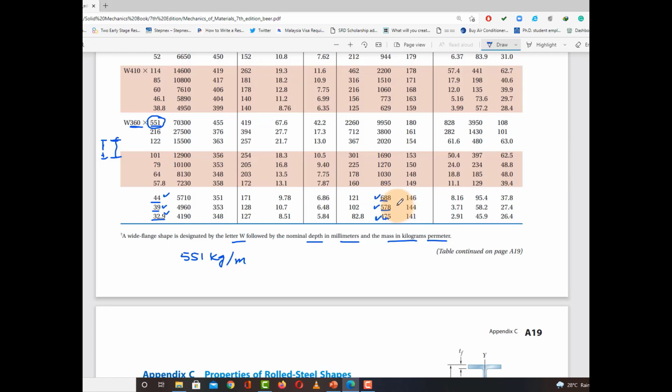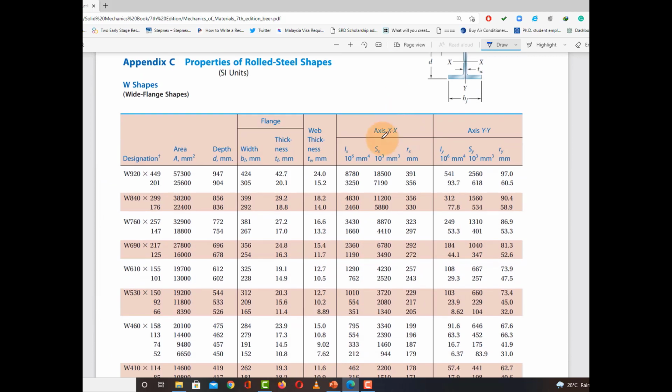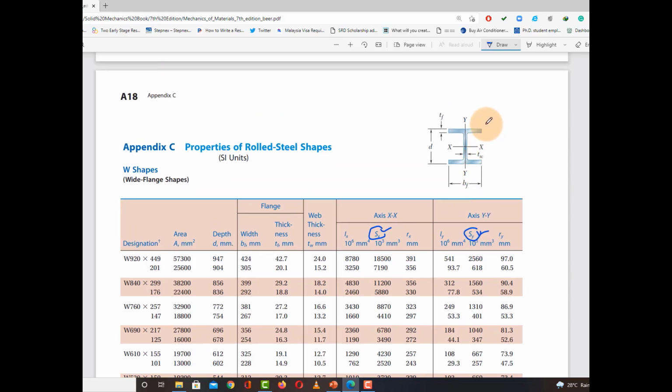One more thing is, if you look at the table, there are two values, that is Sx and Sy. Section modulus is about the x-axis and section modulus about the y-axis. So if you look at the orientation of the beam, the x-axis will be this one.